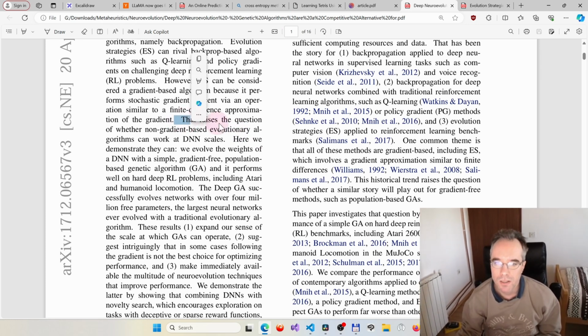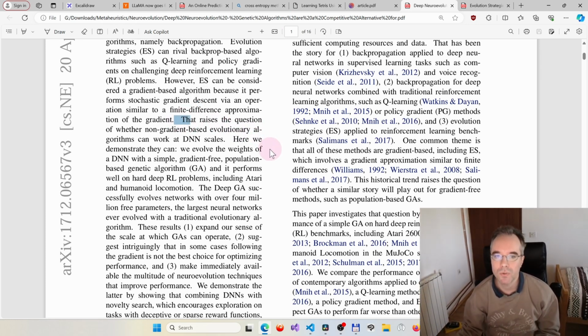Okay, let's continue from here. That raises the question of whether non-gradient-based evolutionary algorithms can work at deep neural network scales. Here we demonstrate they can. We evolve the weights of a DNN with a simple gradient-free population-based genetic algorithm, and it performs well on hard deep RL problems, including Atari and humanoid locomotion.